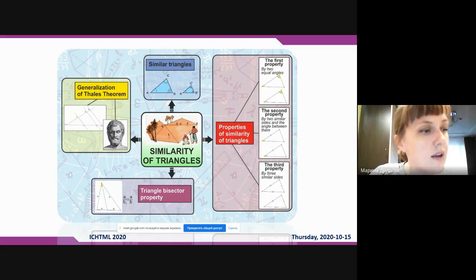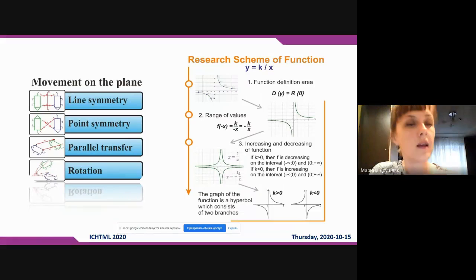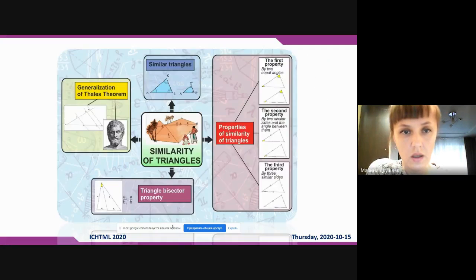This is the example of the mind map for the topic of similar triangles. And the previous one, but I can. This example is the example of the infographics function research. So let's go on.